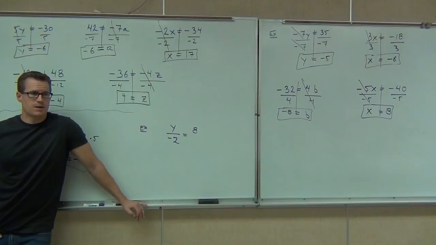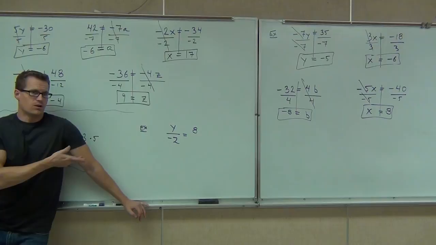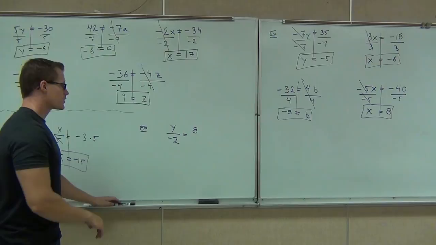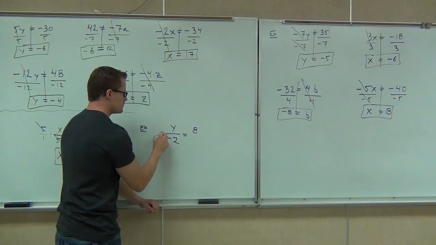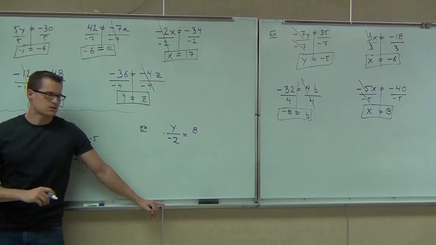Yeah, that's right. We have division right now. We want to multiply because that's the opposite of division. That's the inverse. That's what's going to undo that. The question is, what do we need to multiply by? Should I multiply by 8, negative 8, 2, or negative 2? What do you think? Negative 2. Okay. Why not positive 2?